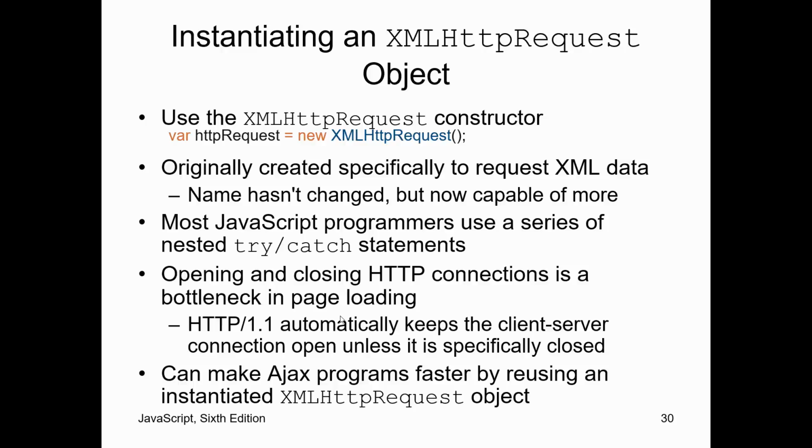All right. The XML HTTP request object was originally created specifically to request XML data, but now it does a lot more. But as they say, the name has become synonymous with this, so they haven't changed the name. Most JavaScript programmers use a series of nested try-catches. We've talked about try-catches before. With a try-catch, you're attempting to run some code that could conceivably fail, and if it does fail, you do a catch because you are taking control over what happens if that request fails.